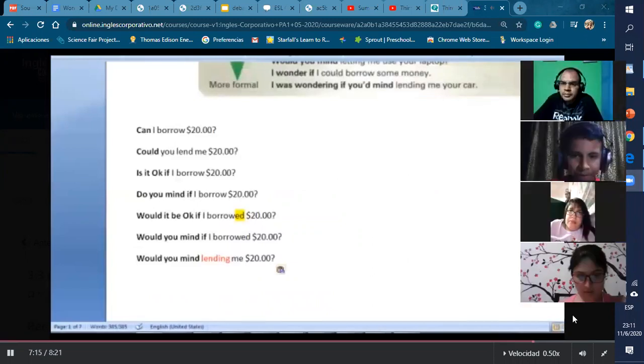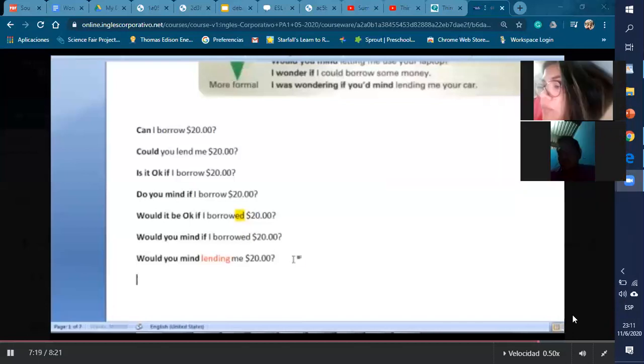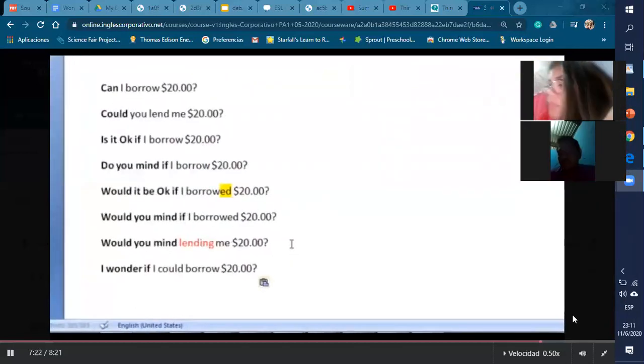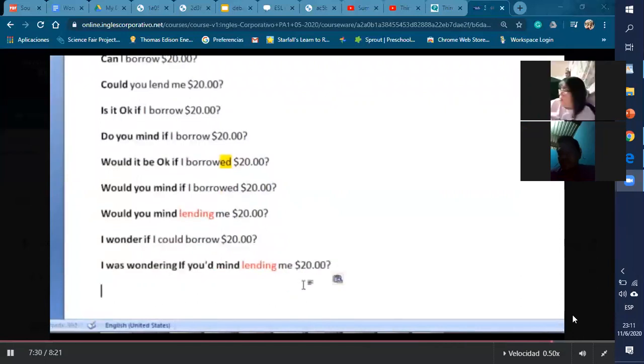And let me just point out the other two examples there. Those would be, I wonder if I could borrow $20. And I was wondering if you mind lending me $20. Okay, and as you can see, I also highlighted this in red because after we see the word mind, the verb mind, this is going to follow a gerund.